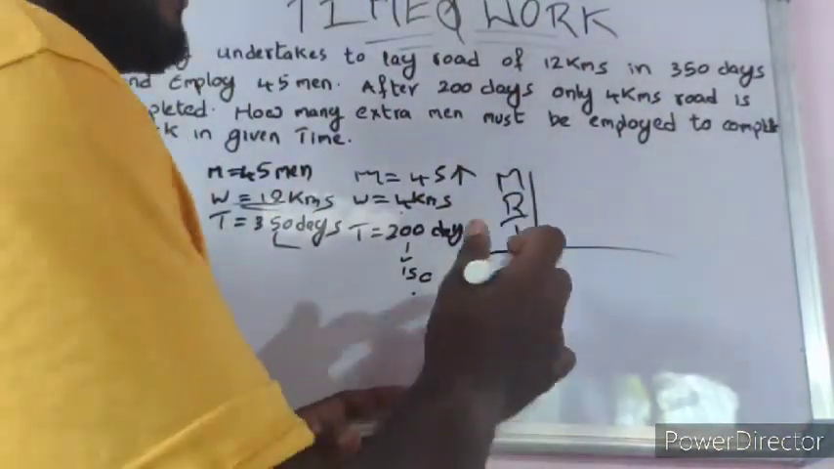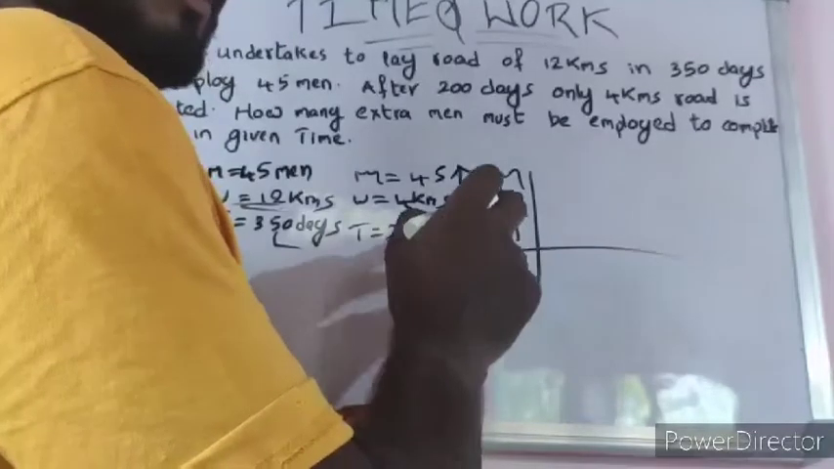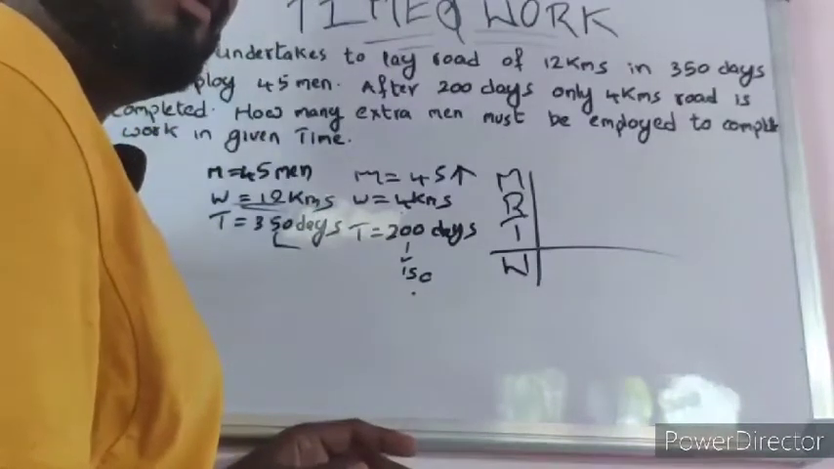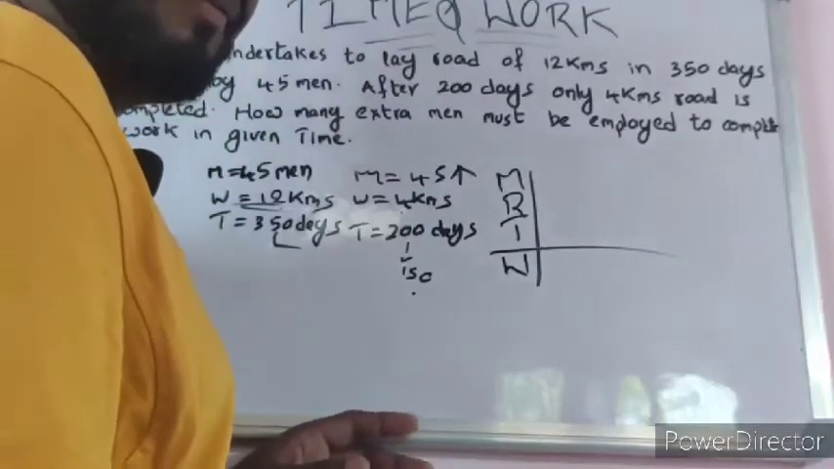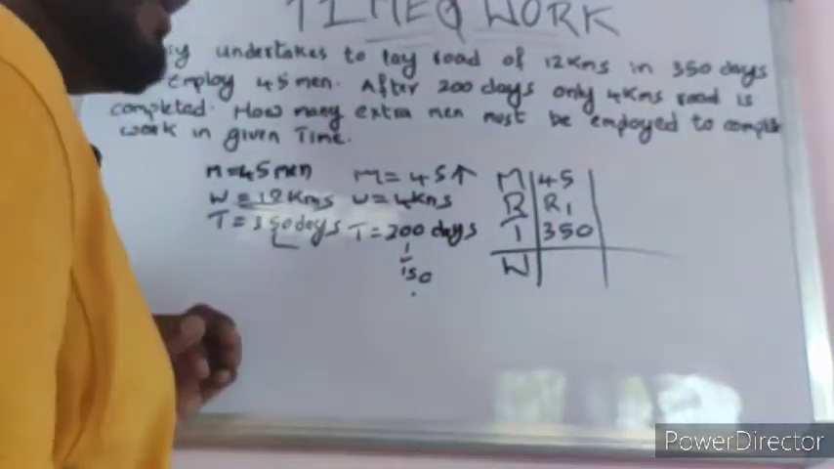It is the same. M1 R1 T1 by W1 is equal to M2 R2 T2 by W2 is equal to M3 R3 T3 by W3. Okay, the concept is the same. So what are we given? First, the number of men, 45. The rate of work, let us take rate as R1. Time period 350. Okay, so we are given these things, and we know that W1 is equal to MRT. So what we can do is directly multiply everything and we can find it.